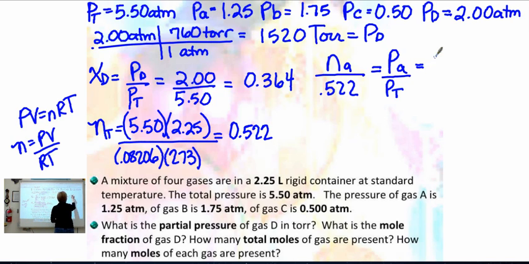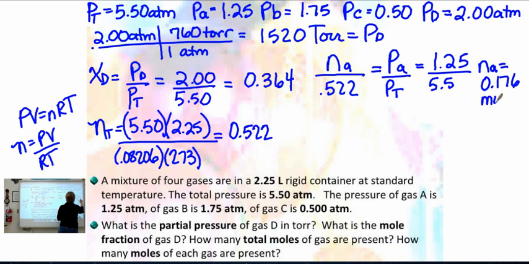So the pressure of A is 1.25. The total pressure is 5.50. So in this case, we get that the moles of A are equal to 0.176 moles.